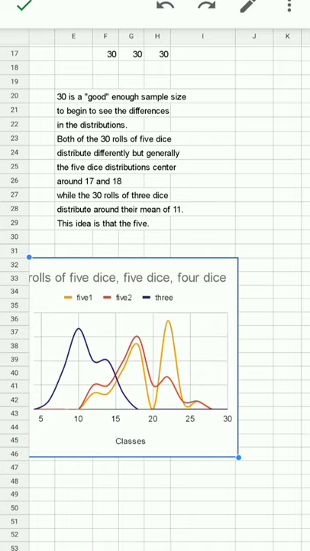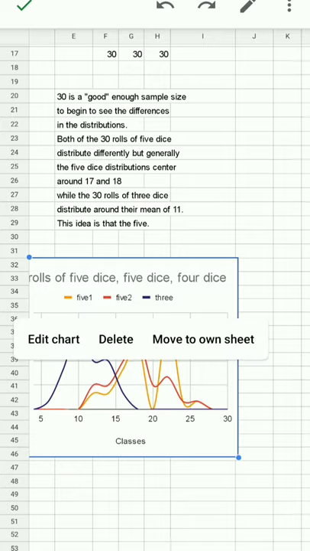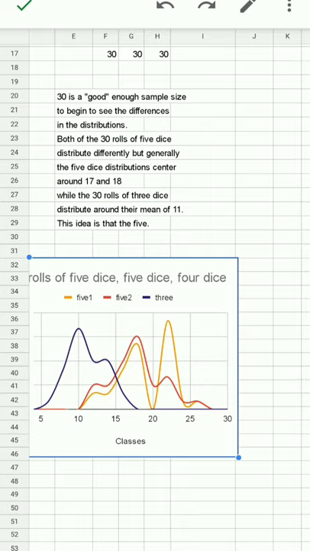For the orange and the red, the two sets of 30 rolls of 5 dice, those two curves are in roughly the same part of the graph, if you will. They have a mean that's going to be somewhere near each other. But the purple line, the 3 dice one, is definitely different. It starts and ends at different places. It has a different central peak.